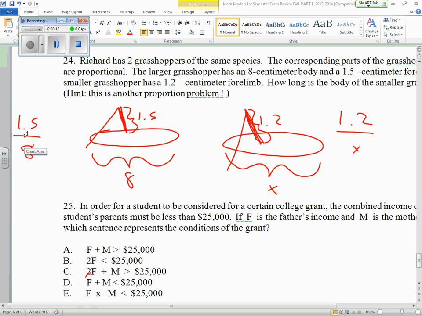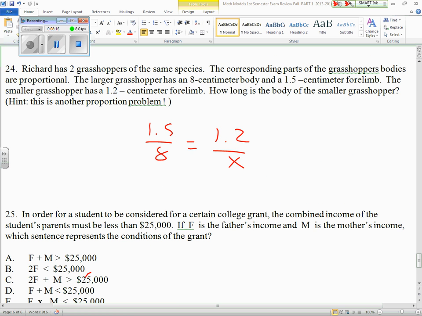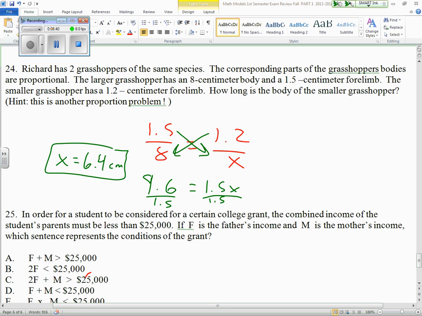Okay, cross multiply. Let's bring them together. I'm not sure why. Cross. That's 9.6 equals 1.5x, divided by 1.5 on each side. X would be how much? 6.4 centimeter body. Just guessing. Not really.